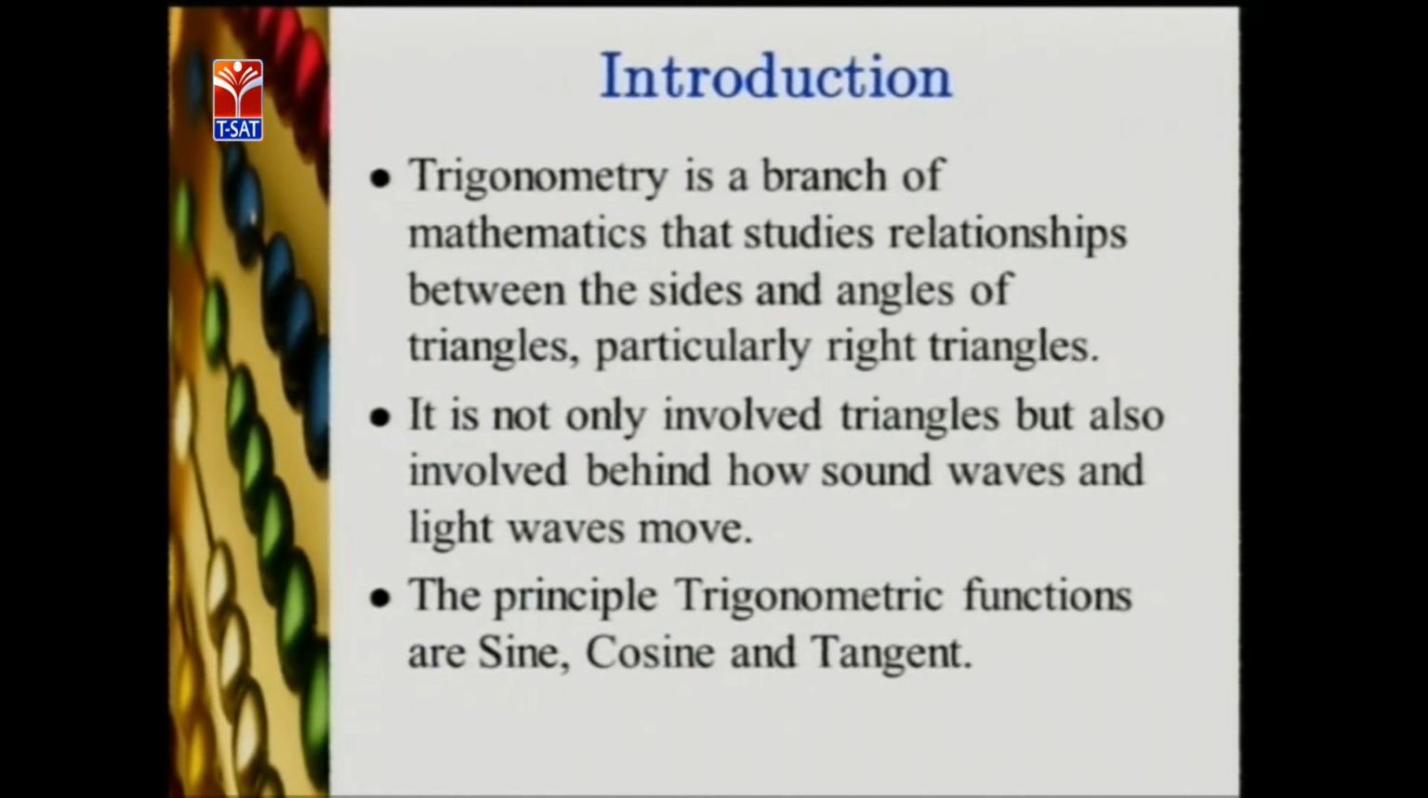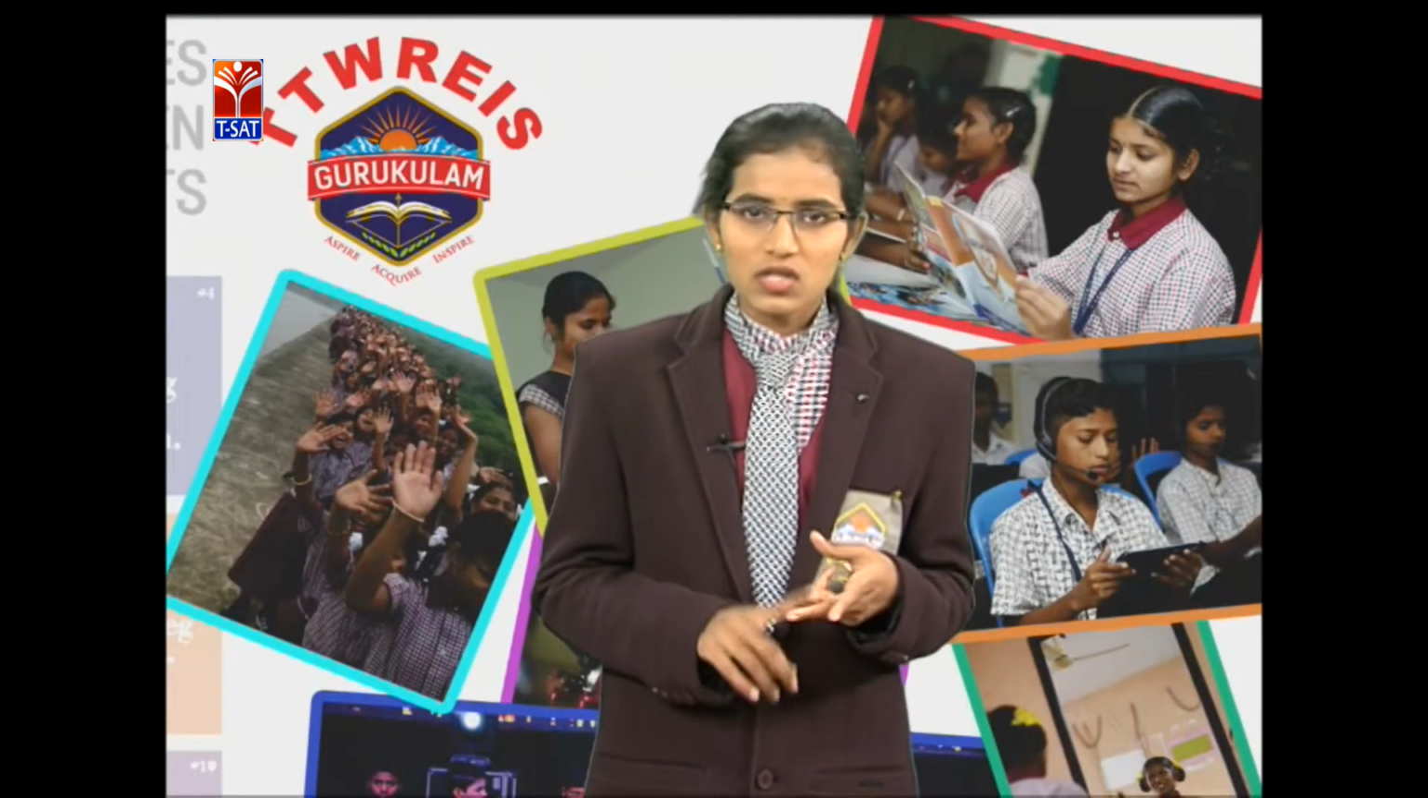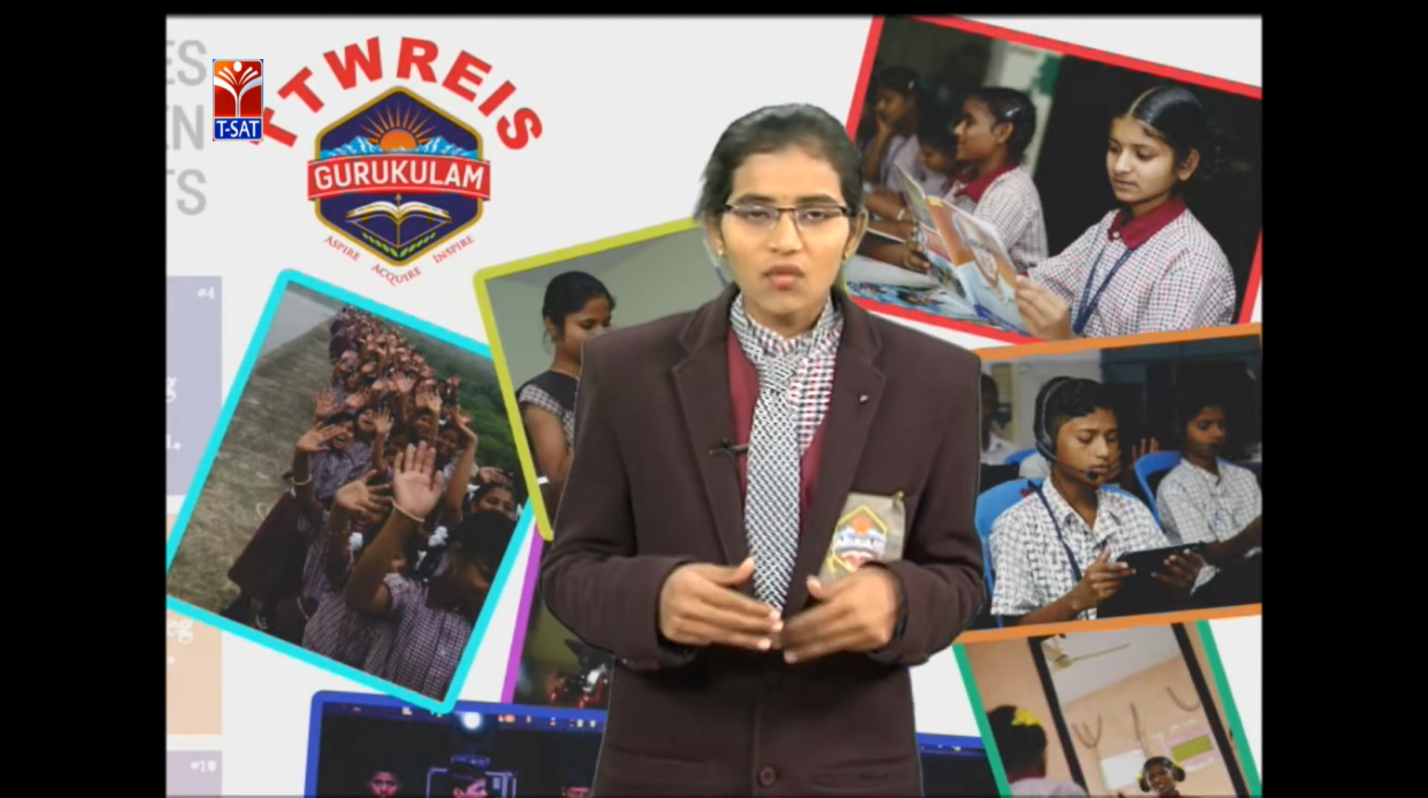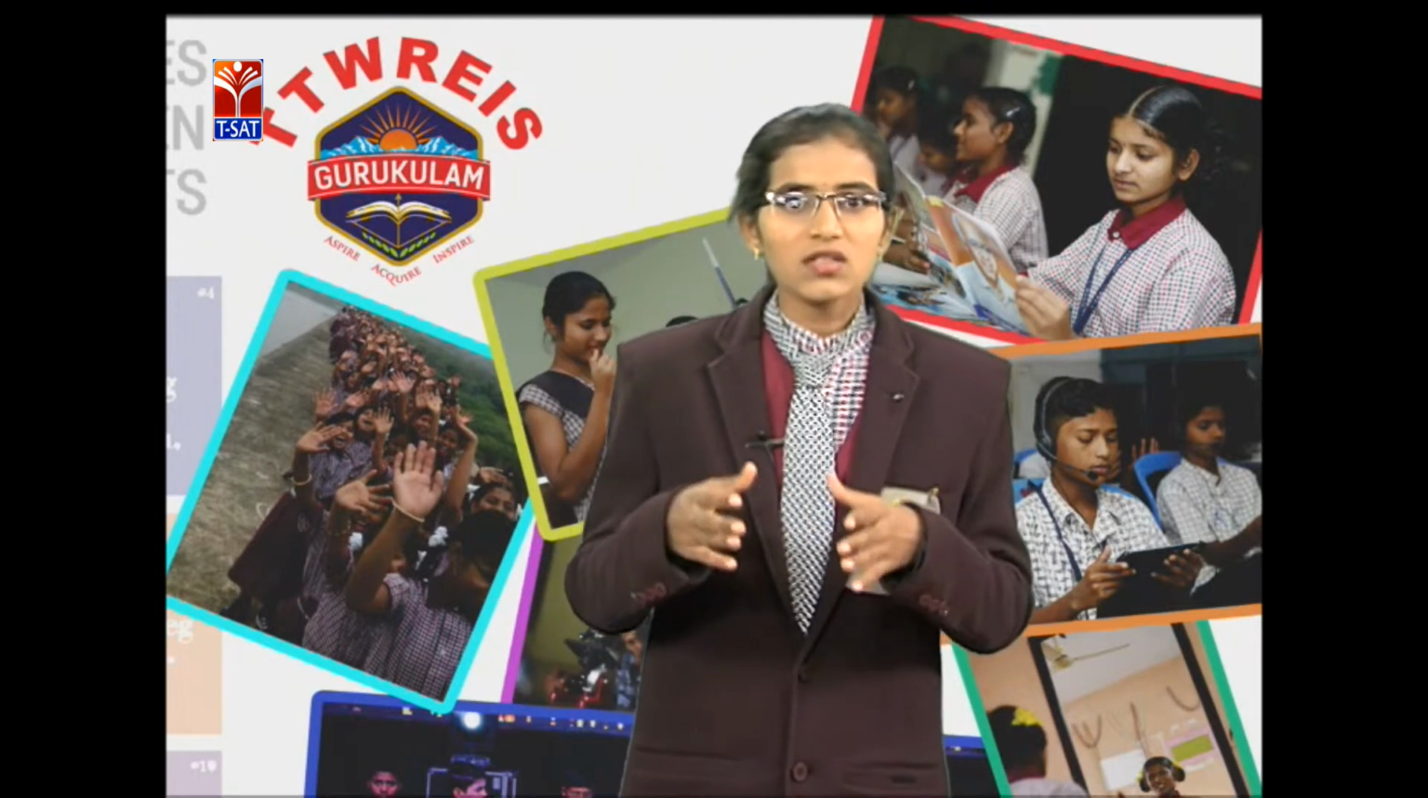I will tell you what trigonometry is. As we know, trigonometry is a branch of mathematics which deals with the sides and angles of a triangle. It involves particularly right angle triangles. Not only to measure the sides and angles of a triangle, it is also used to understand how sound and light waves move. Trigonometric functions are the ratios of certain angles or certain parts of a triangle. There are mainly three trigonometric functions: sine, cosine and tangent. These three are very useful to measure heights or distances.